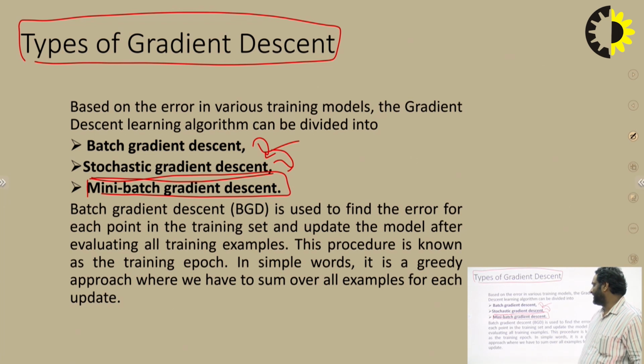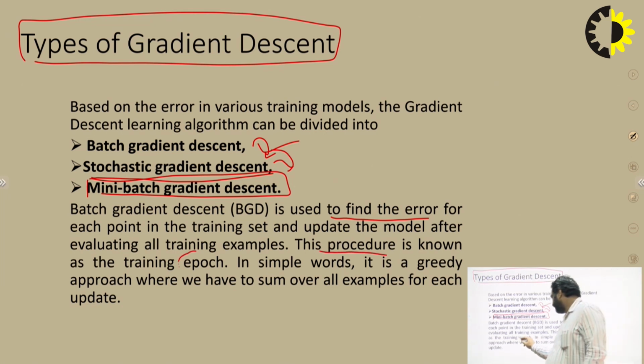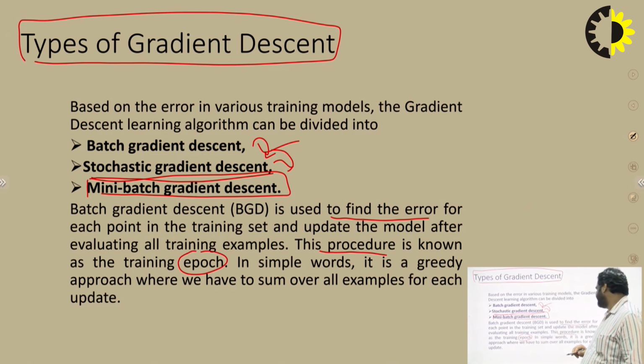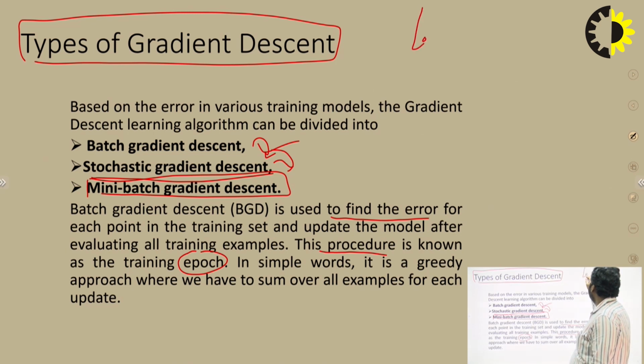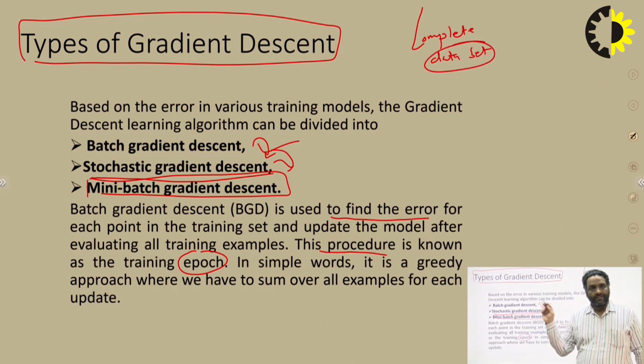Starting with batch gradient descent, it is used to find the error for each point in the training set and update the model after evaluating all training examples. This procedure is known as the training epoch. In simple words, it is a greedy approach where we have to sum over all examples for each update. So it is a very naive technique to find the error in the given data set. We take the complete data set and find the error in the entire data set.